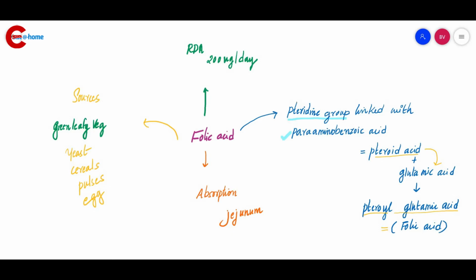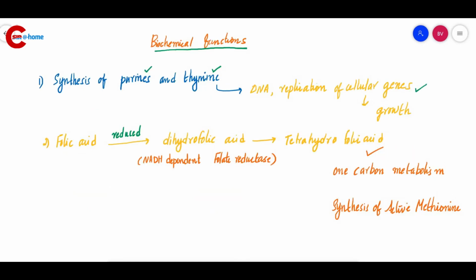Recommended daily allowance for folic acid is 200 mg per day. During pregnancy and lactation period, it is 400 mg per day. Sources of folic acid: green leafy vegetables, yeast, cereals, pulses and egg. Folic acid is absorbed from the upper part of jejunum. This is very important, okay? Upper part of jejunum.